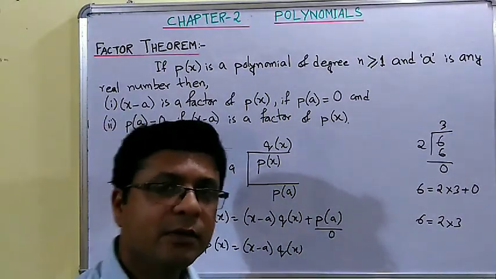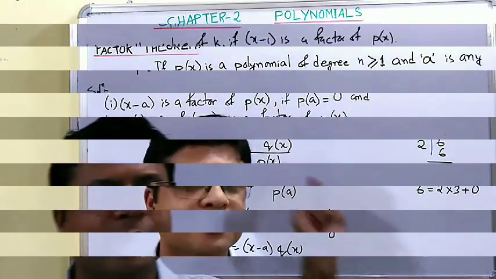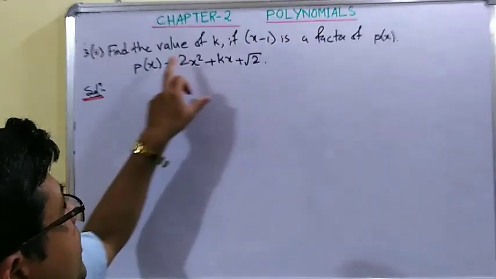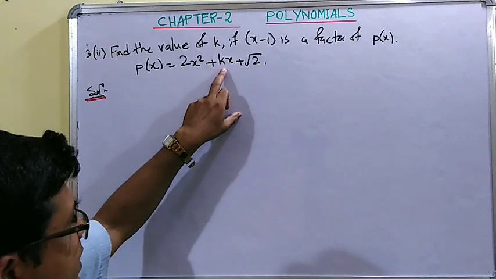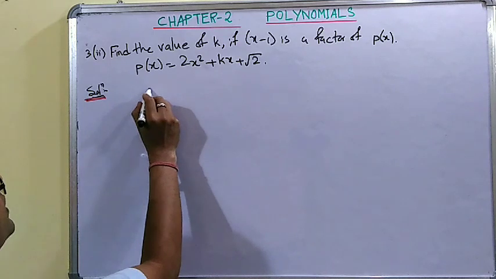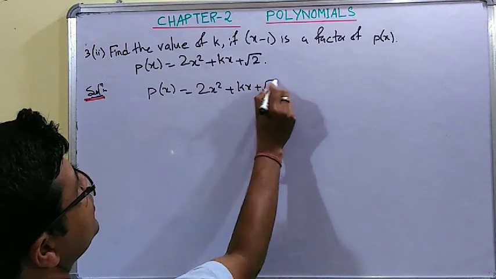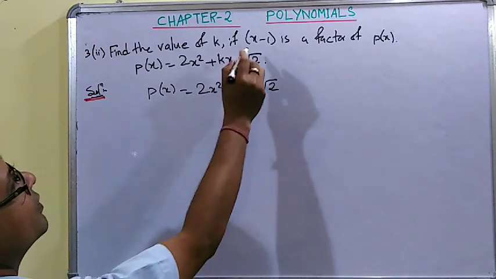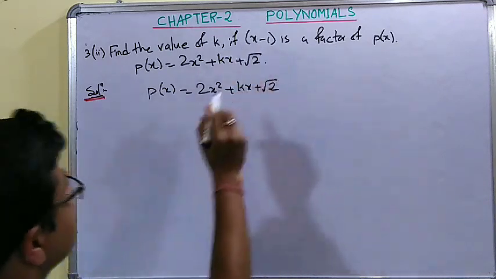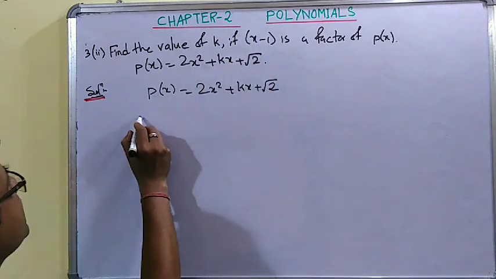Now let us do one example, an application of the factor theorem. We have to find the value of k if x minus 1 is a factor of this polynomial: 2x square plus kx plus root over 2. Now we have to divide by x minus 1. It is given that it is a factor. So if it is a factor, what will be the zero of this?